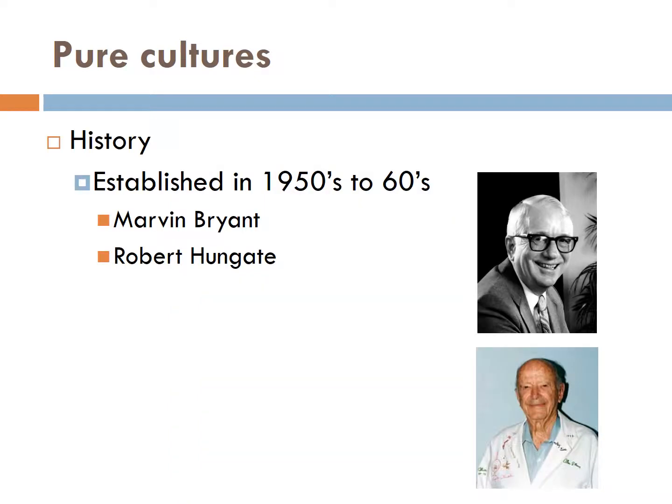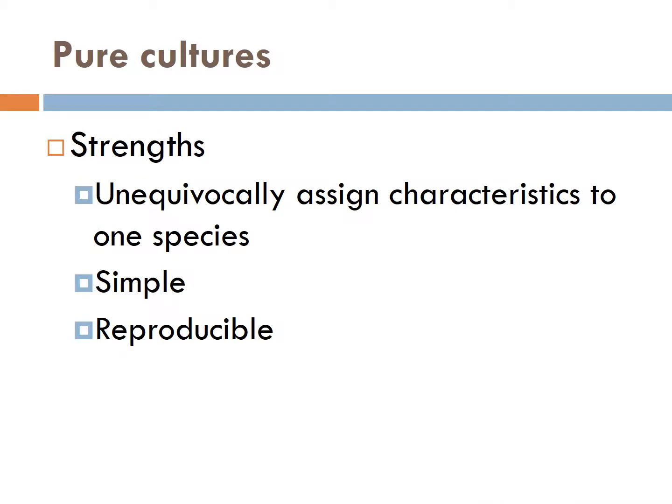Most of the pure cultures we study today were established decades ago in the 1950s and the 1960s by 2 scientists and their students, Marvin Bryant and Robert Hungate. The strength of pure cultures is that we can unequivocally assign characteristics to one species. Other strengths are that they're simple and they're reproducible. We can take the same pure cultures that were first established in the 1950s and 60s, and we can do the same experiments with them and get the same results as Marvin Bryant and Robert Hungate did decades ago.